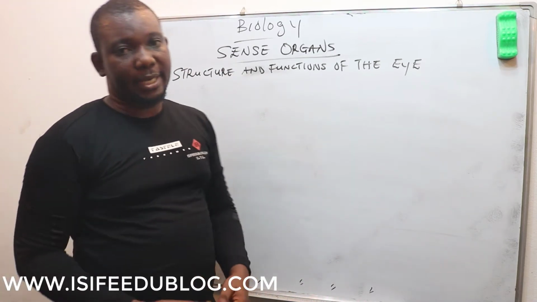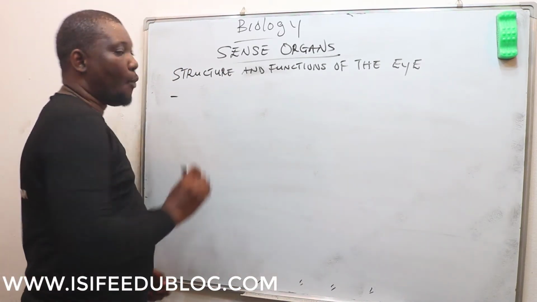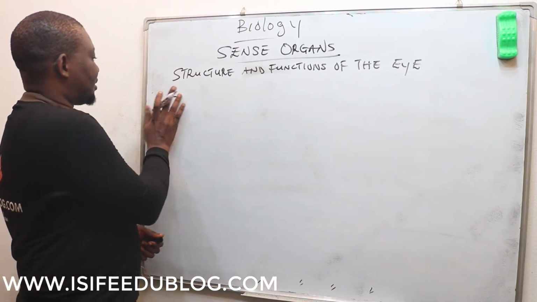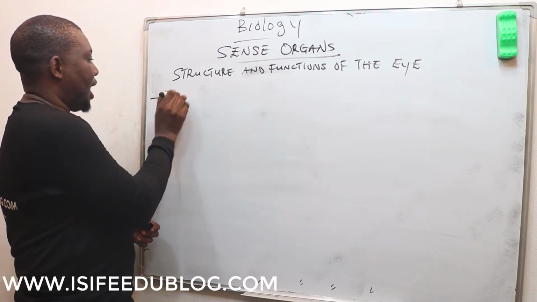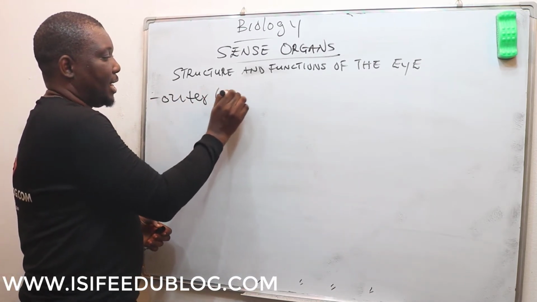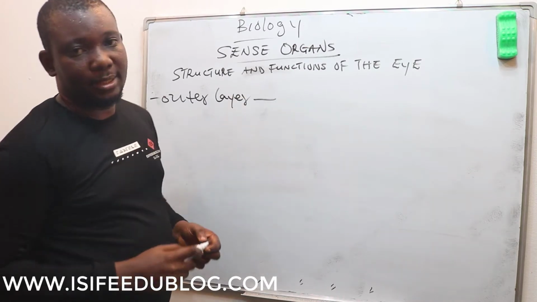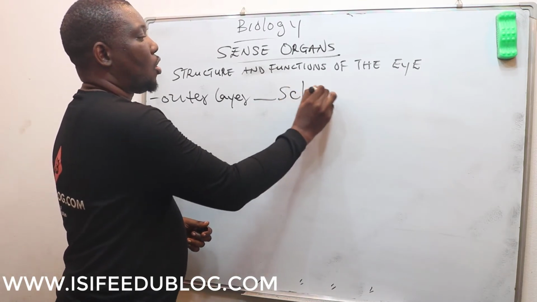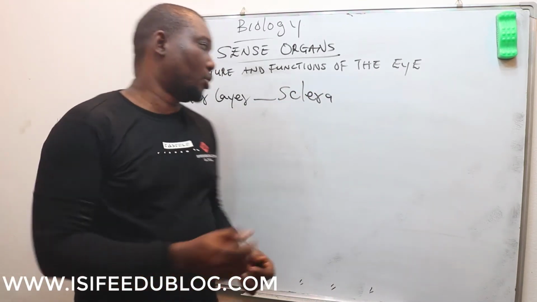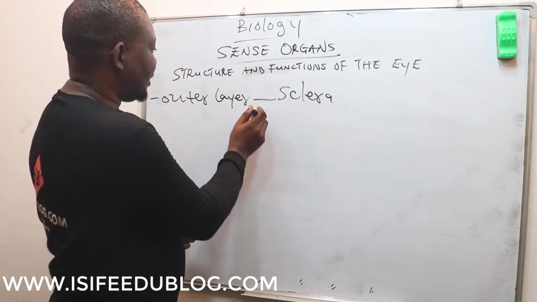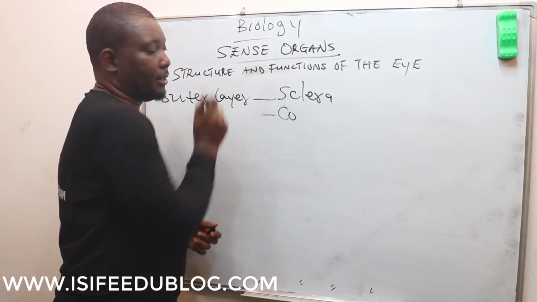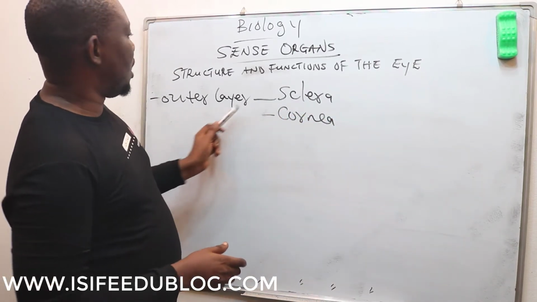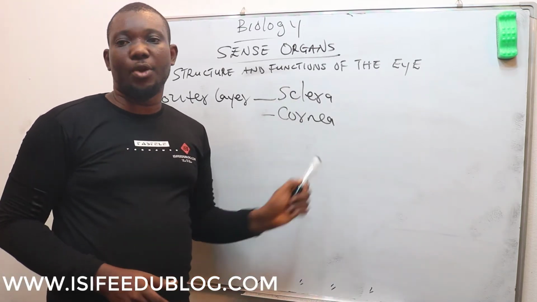In the structure of the eye, I would like to start with the three layers of the eye. The first layer of the eye, which is the outer layer, consists of the sclera and another structure called the cornea. So the outer layer of the eye is the sclera and the cornea.